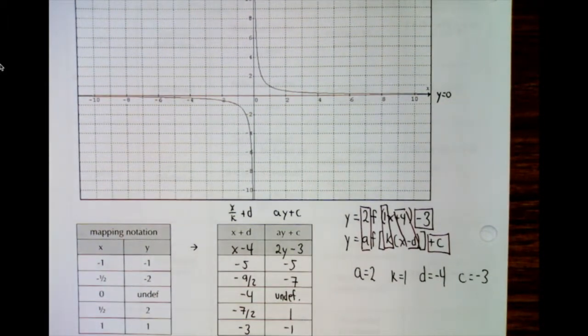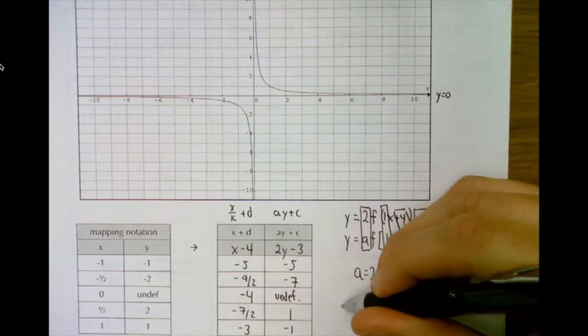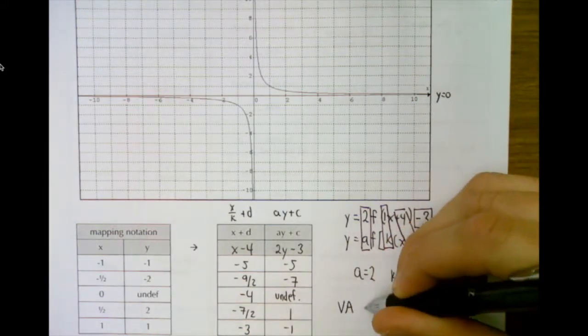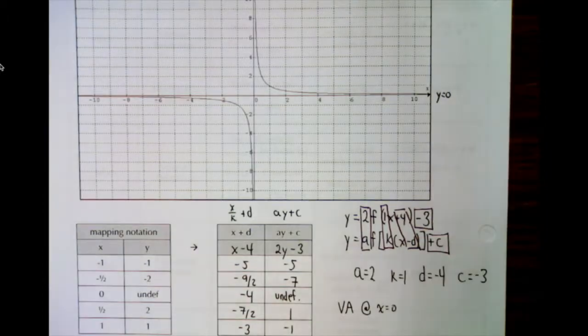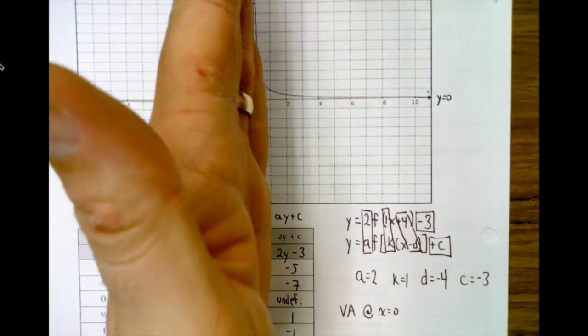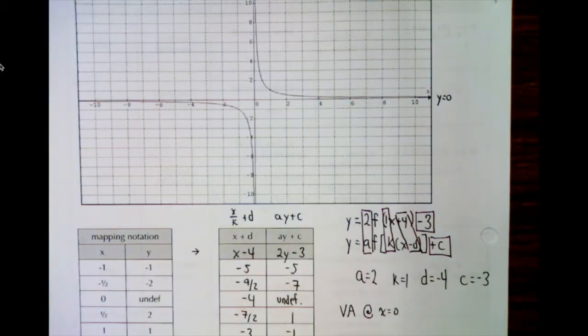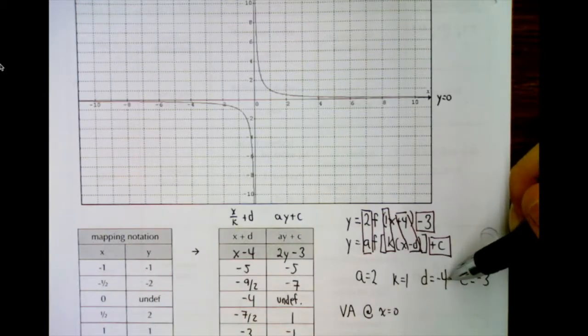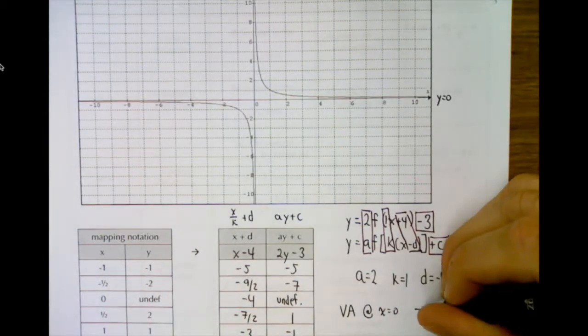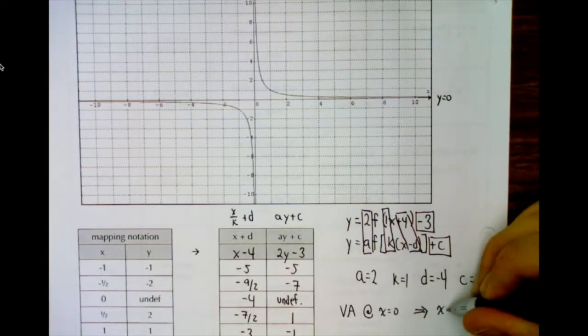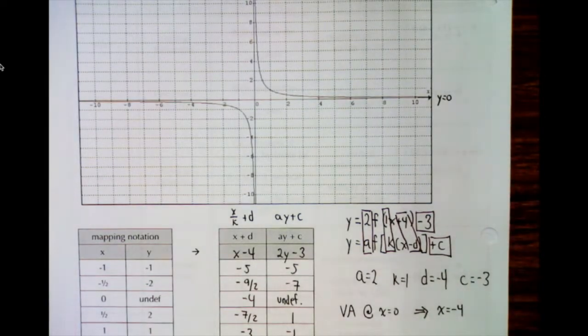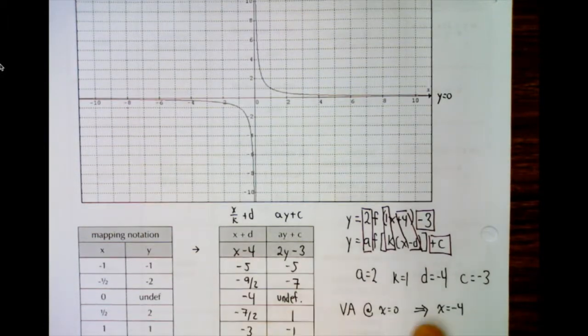We can use mapping notation to transform our points. It's a little trickier with the asymptotes, but just by using the shift left, right, up, down, we can transform the asymptotes. So really quickly, we have a vertical asymptote, a VA, at x equals 0 from the beginning, and we're going to shift that vertical asymptote left or right based on our transformations. Our left or right transformation is d, and d is negative 4, which means we're going to shift 4 to the left. Therefore, our vertical asymptote is now at x equals negative 4. The d transforms and moves our vertical asymptote.